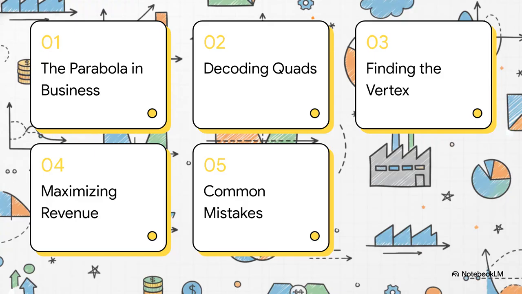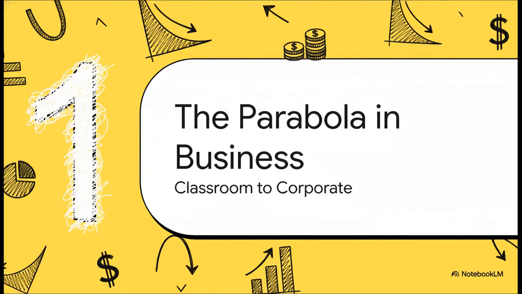So here's our roadmap for today's lecture. First, we'll ground this whole idea in a business context. Then we'll get our hands dirty with the mathematical mechanics behind it all. After that, we'll take what we've learned and apply it to a real-world problem to see it in action. And finally, we'll talk about some of the common mistakes to look out for so you can apply these principles correctly when it really counts. All right, let's begin with the big idea.